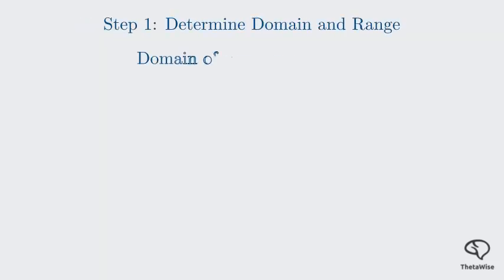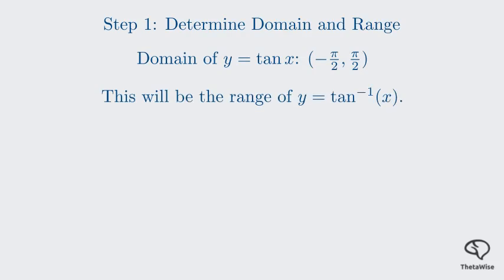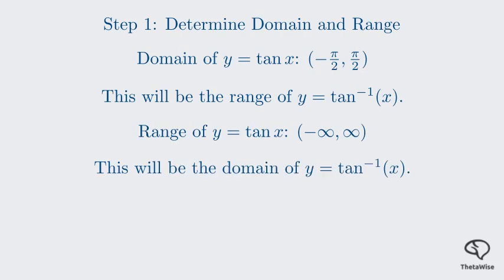Step 1. Domain and range. First, the restricted domain for the original tangent function, y equals tan x, is the open interval from negative pi over 2 to pi over 2. The range of tangent over this domain is all real numbers, which we write as the open interval from negative infinity to positive infinity. This means the domain of our inverse function y equals tan inverse of x is also all real numbers.